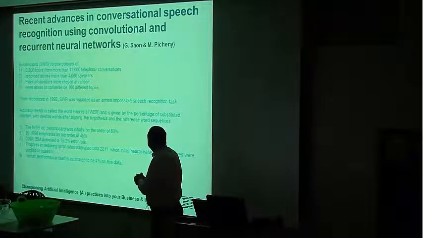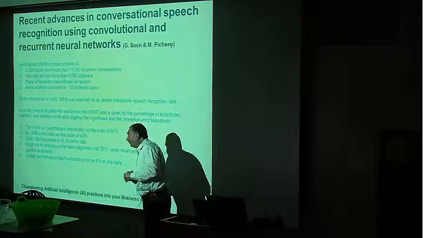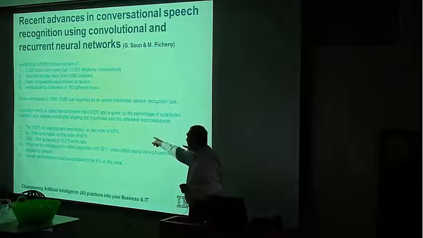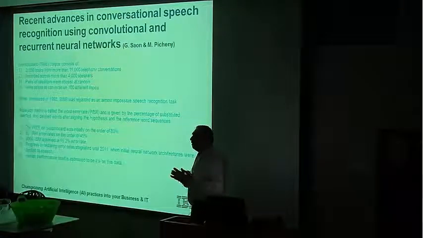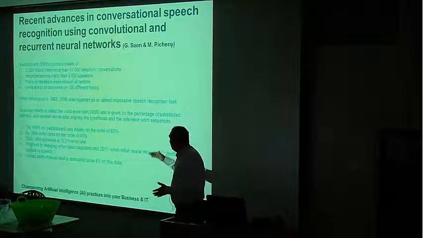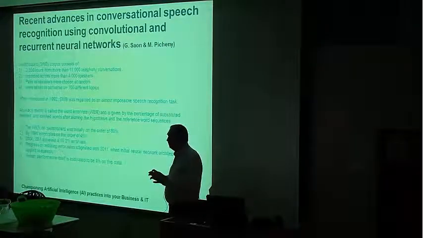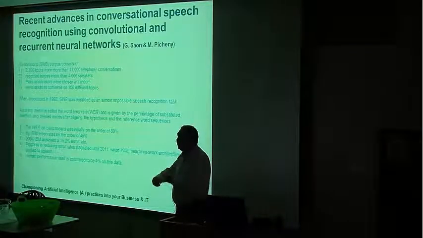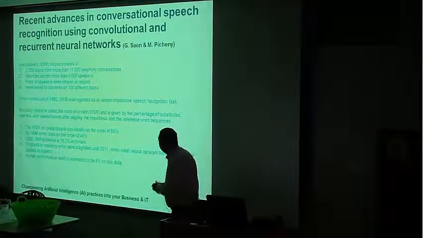For example, the word error rate, which is the number of errors, was 80% at the beginning in 1992. By 1996, the error dropped to 45%. This is the number of errors. An error is whether you substitute a word for another word, or put another word. All types of errors are accounted for in this ratio.